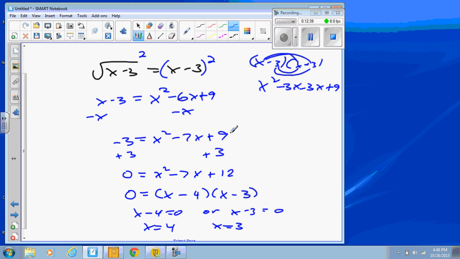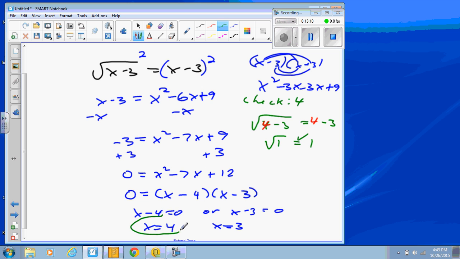I again need to check both of them. So let's go up here and check them. We're first going to check 4 and see if 4 works. That's the square root of 4 minus 3 equals 4 minus 3. I'm changing this first x to a 4 and the second x to a 4. And then finish the problem, 4 minus 3. So this becomes the square root of 1 equals 1, and that's true. So that means 4 is one solution.